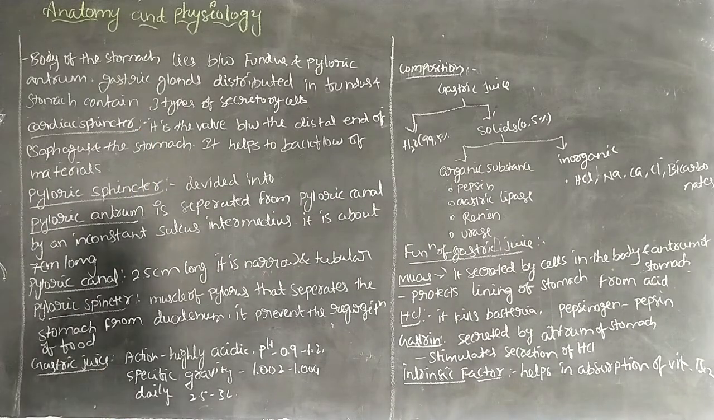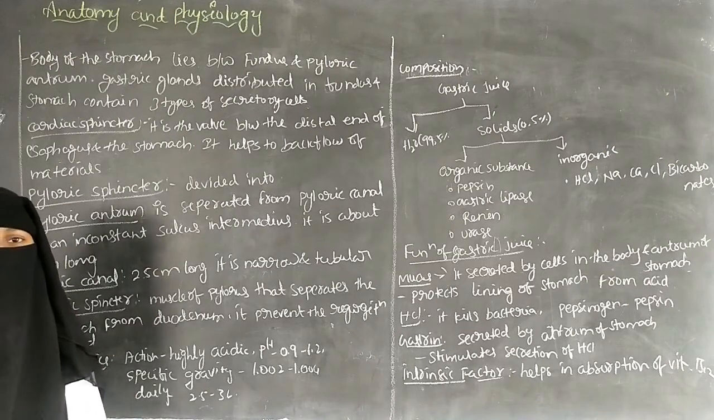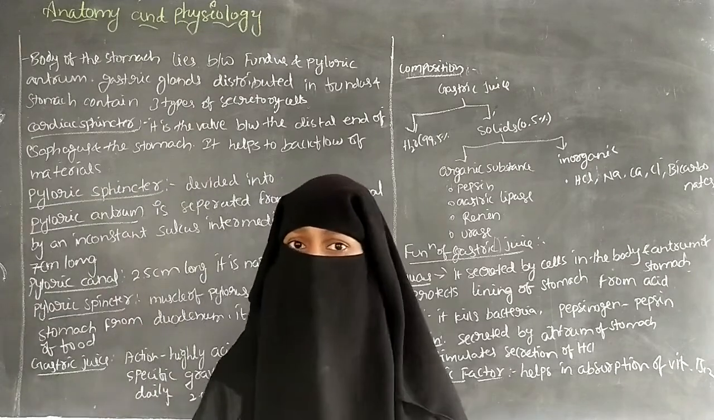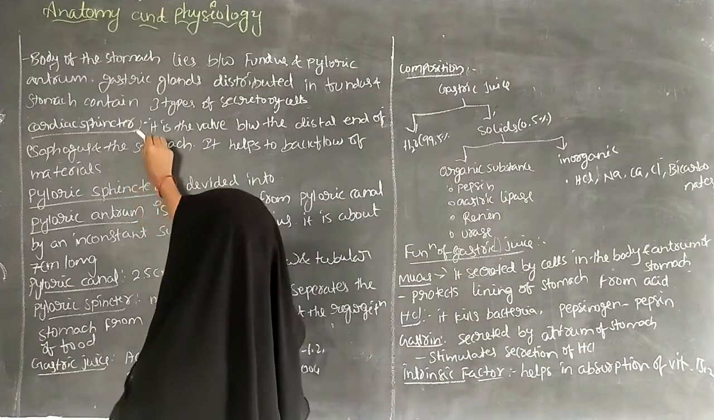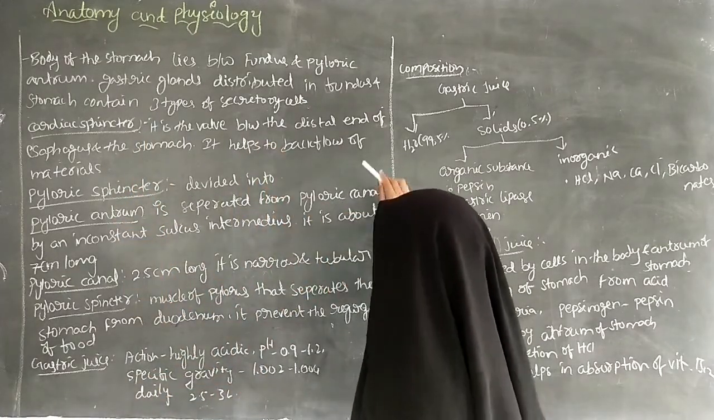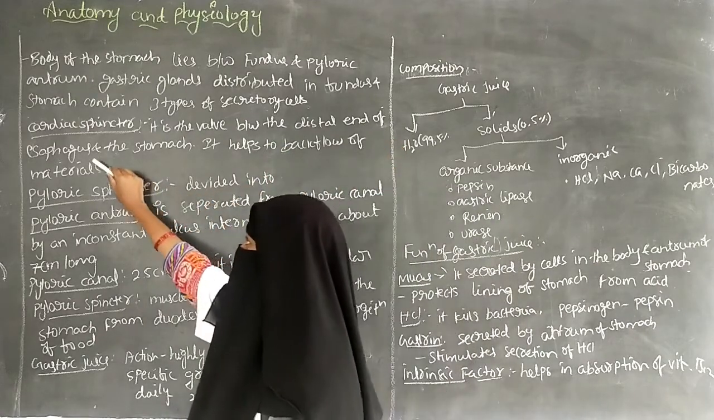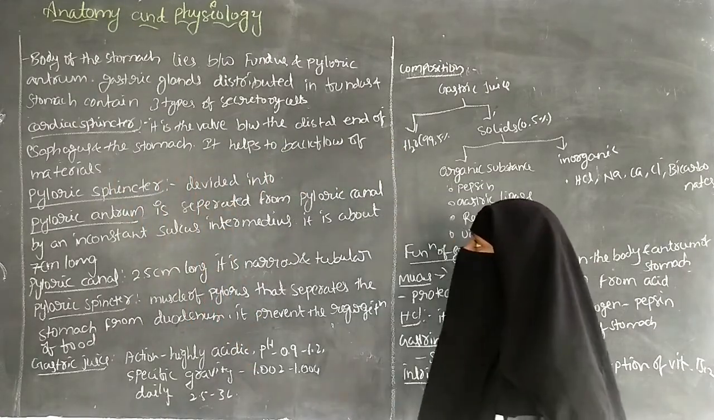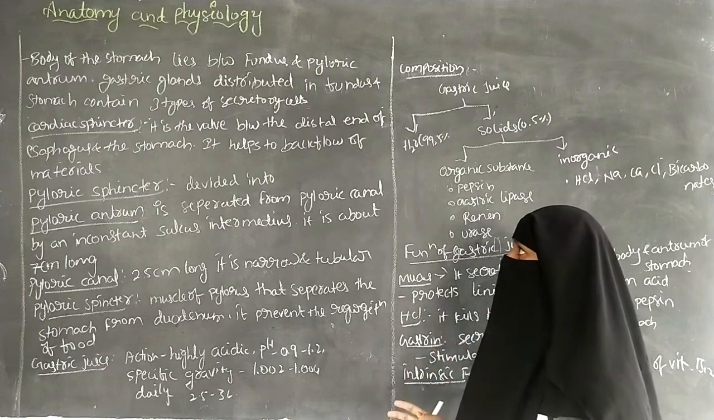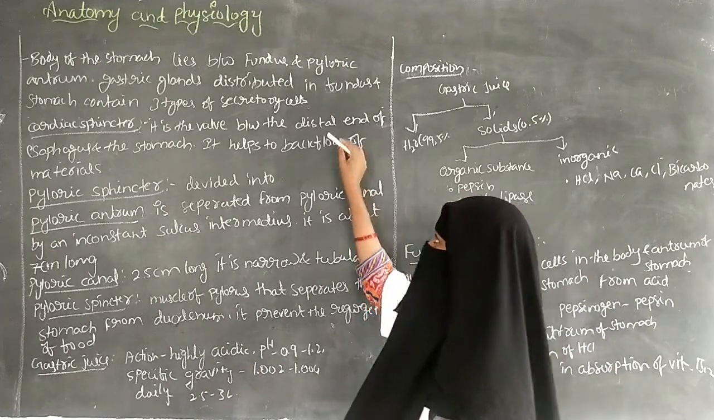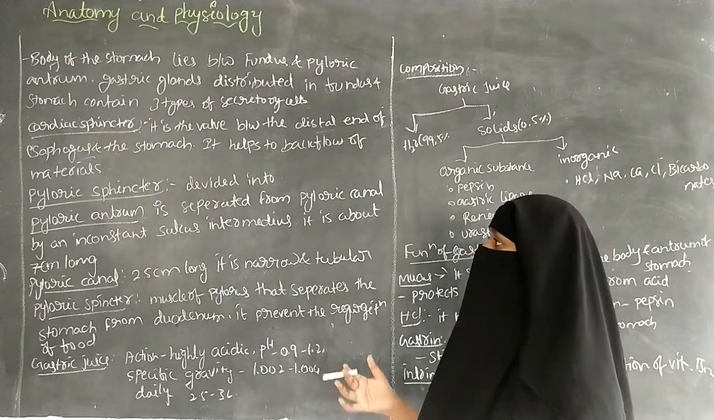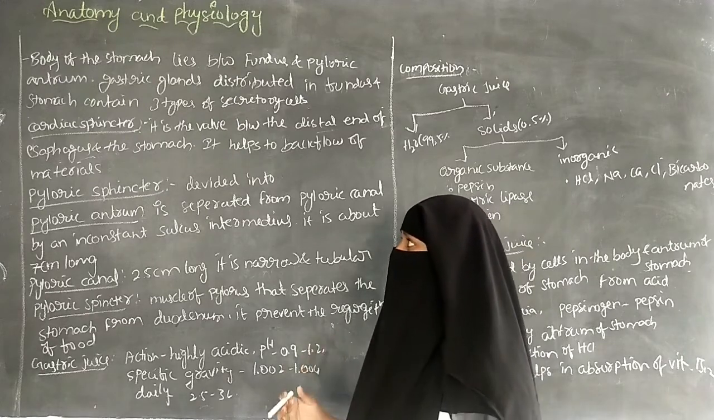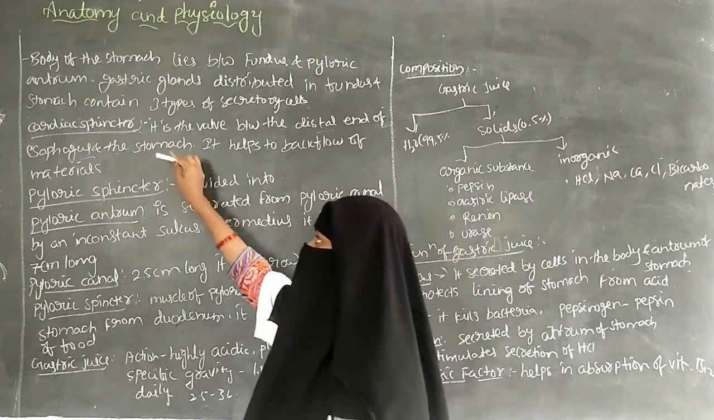The sphincter is a valve. Sphincter means an opening that can be opened or closed during the functioning of the part. The cardiac sphincter is the valve between the distal end of the esophagus and the stomach. It is situated between the distal end of the esophagus and the stomach.